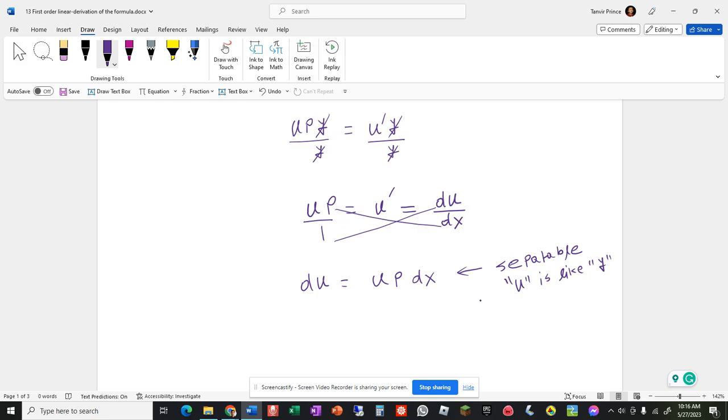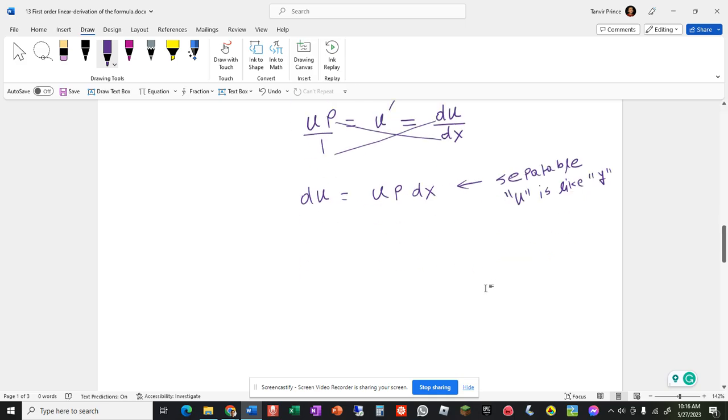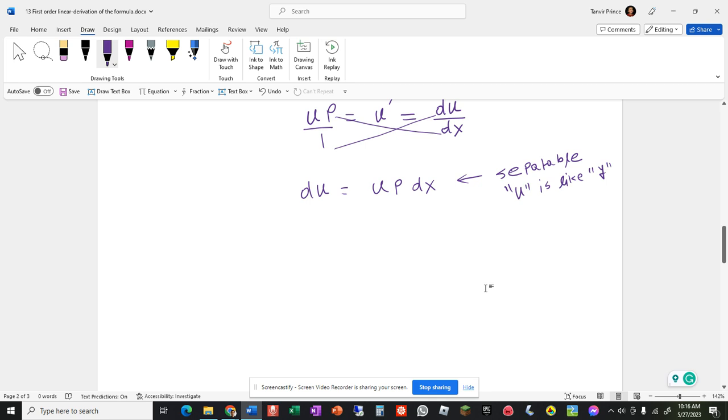So this is just a separable differential equation, and we know how to solve it, right? We can separate u on one side and x on the other side. So let's do that. I'm going to divide both sides by u. u is the unknown function, u plays the role of y here. And remember, p is a function of x.